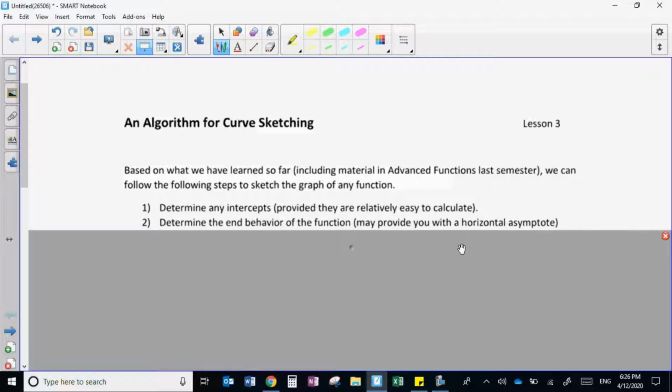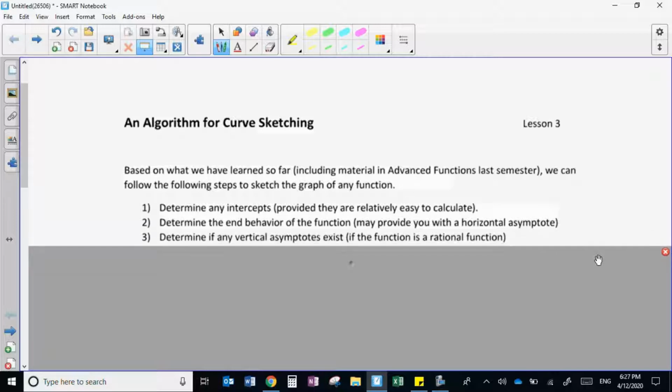Step 2, determine the end behavior of the function. That's the limit as x approaches both positive and negative infinity. If that approaches a constant value, then that of course will give you a horizontal asymptote as well. Of course, polynomials don't have horizontal asymptotes, but other graphs might. Step 3, determine if any vertical asymptotes exist, and that's for rational functions as well. When the denominator is undefined at a certain value, that usually gives you a vertical asymptote.